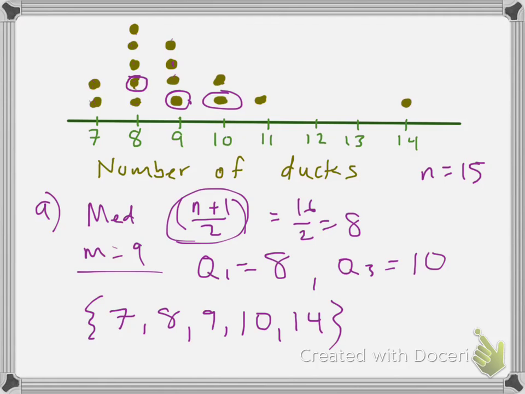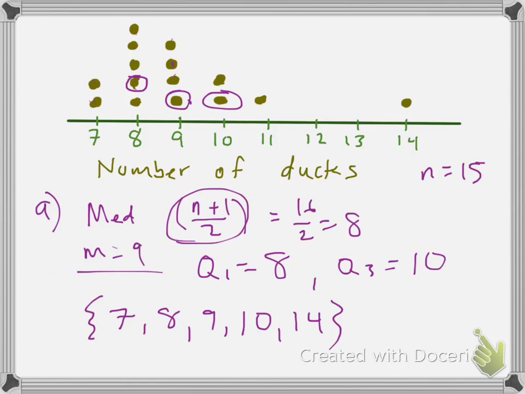Clearly we could see how all these numbers are 1 unit apart there. That's kind of telling us there's not a ton of spread. Not a ton of spread at all, but 14 is a little suspicious. It looks like it could be an outlier, doesn't it?